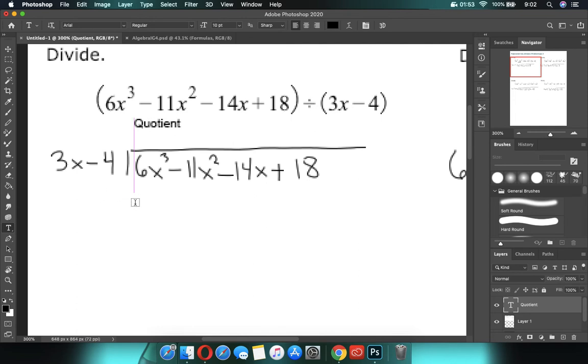So let me get my text box set up, because we're going to take up a lot of space. All right, so that way I have something to type into. We're going to start up here.